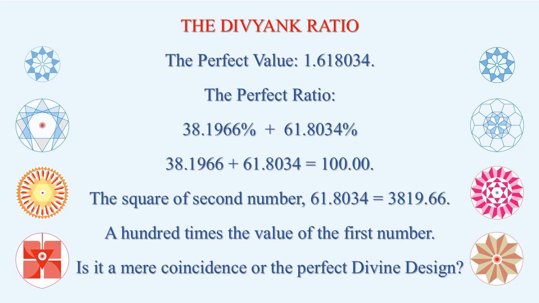Now the question comes in. Is it a mere coincidence or a perfect divine design of nature? That the Divyank ratio of 1.618034 is a perfect one.